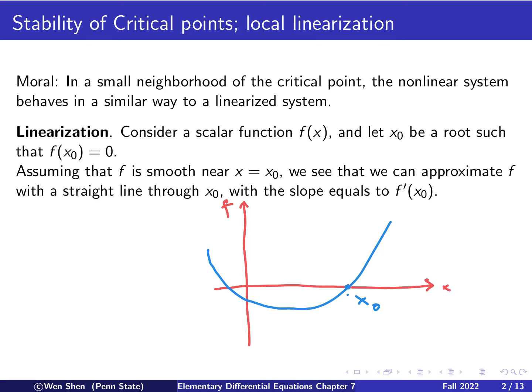Assuming the function is smooth, then in this small neighborhood around here, this is our small neighborhood, I can draw, let's say in a dotted line, a line through this point in the tangent direction. So you see, if the neighborhood is sufficiently small, then the solution is well approximated by this straight line. Therefore, in a neighborhood of x naught, the function f can be approximated by the function describing this straight line.